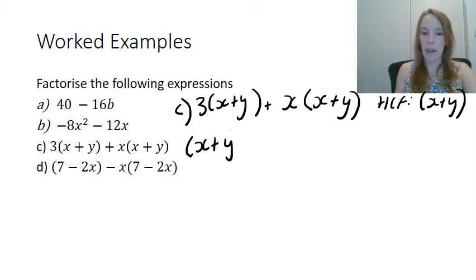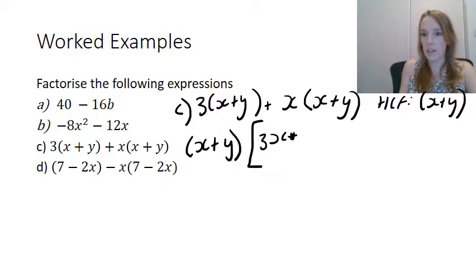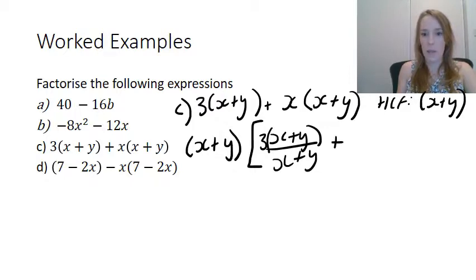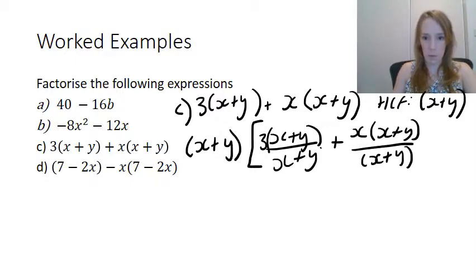We're still going to keep the brackets, x plus y, and then inside the brackets we're going to do 3 times x plus y divided by x plus y, plus x plus y divided by x plus y. It's a lot of brackets, and then obviously we can just simplify it there.